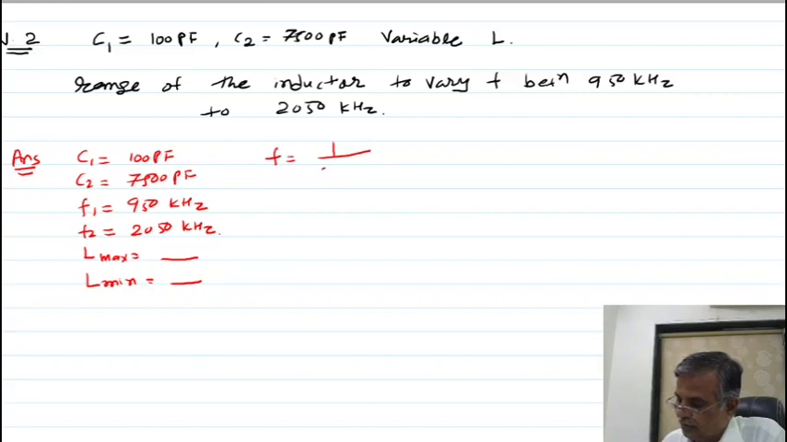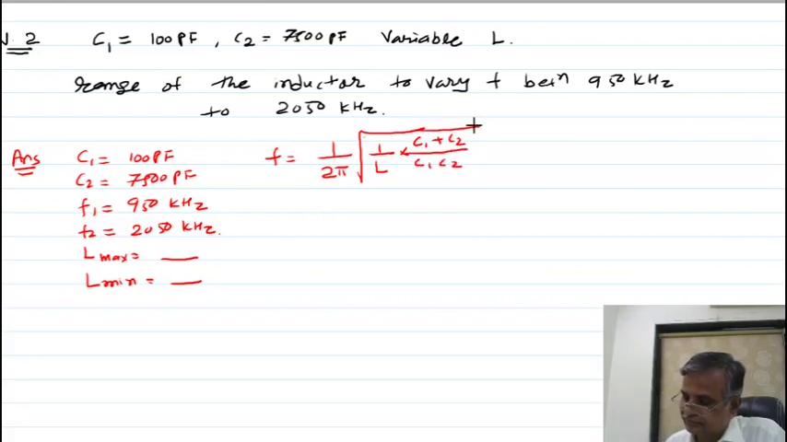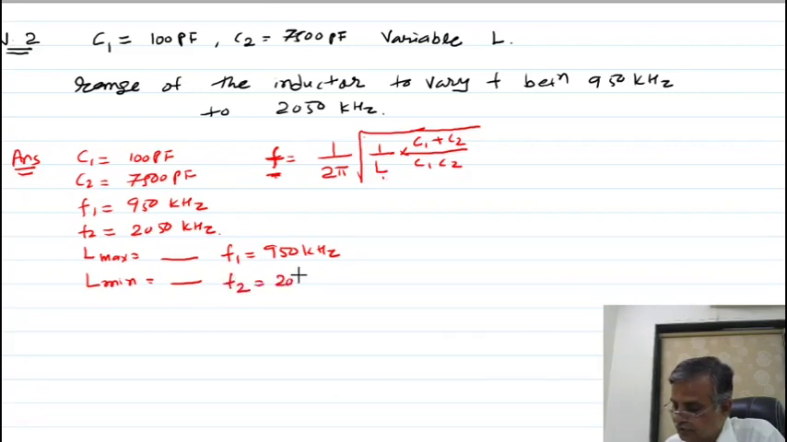You know the equation. F is equal to 1 upon 2 pi root of 1 upon L into (C1 plus C2 upon C1 C2). You know this equation. When F is minimum, L is maximum. So here you take F 950 kilohertz. When F is maximum, L is minimum. So here you have to take 2050 kilohertz.